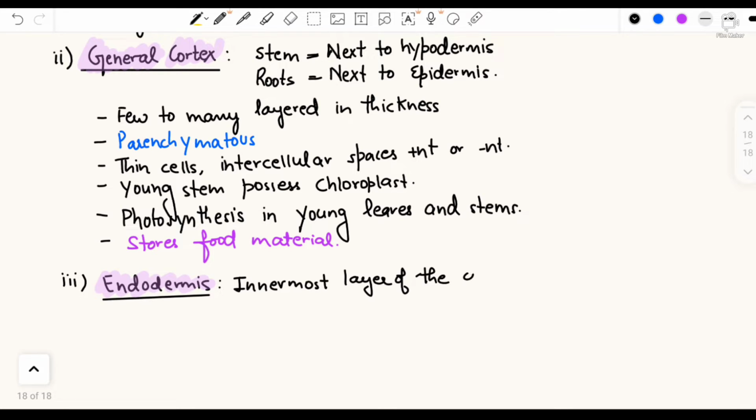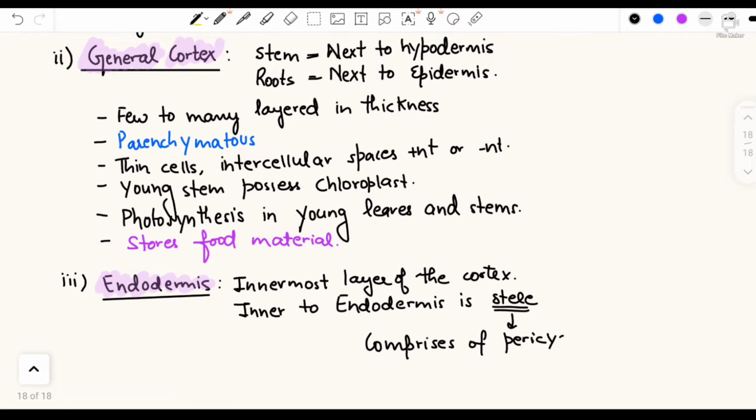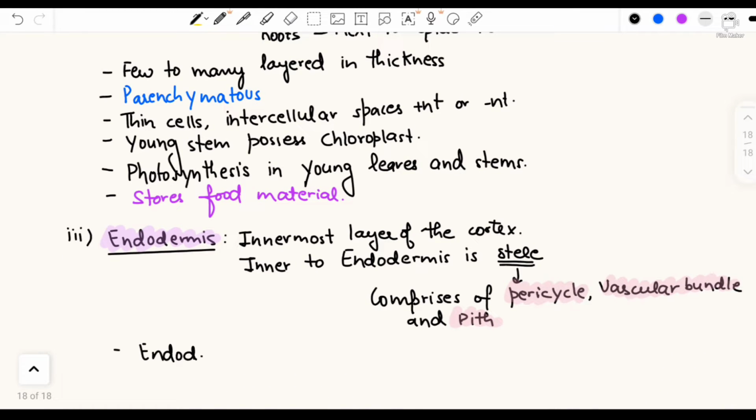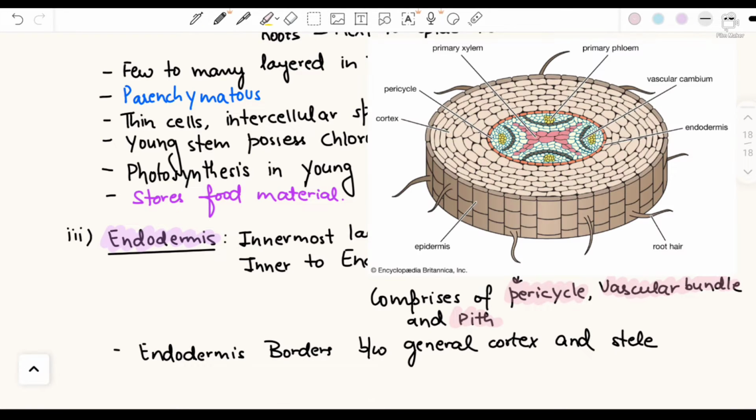The last subzone of cortex is endodermis. This is the innermost layer of the cortex and inner to the endodermis is stele. यानी कि एंडोडर्मिस के नीचे स्टील आता है और स्टील क्या होता है? It comprises basically pericycle, vascular bundles and pith. तो पेरिसाइकिल, वेस्कुलर बंडल और पिथ को स्टील बोलते हैं. तो स्टील को कवर करने वाला है एंडोडर्मिस. So basically this endodermis is a border between general cortex and stele. तो स्टील और जनरल कॉर्टेक्स के बीच में आता है एंडोडर्मिस.